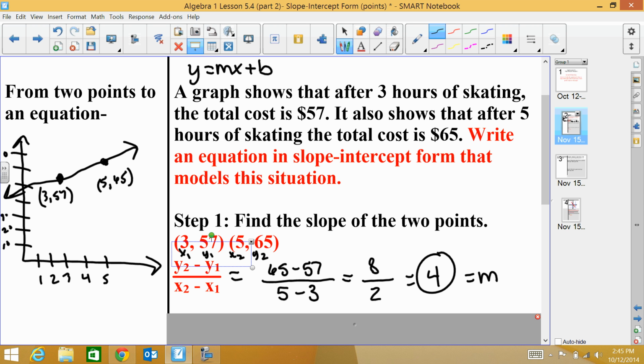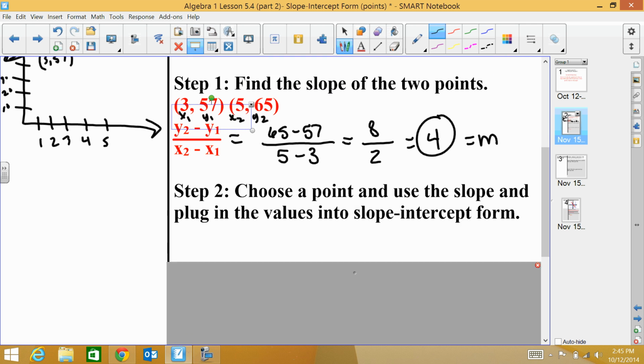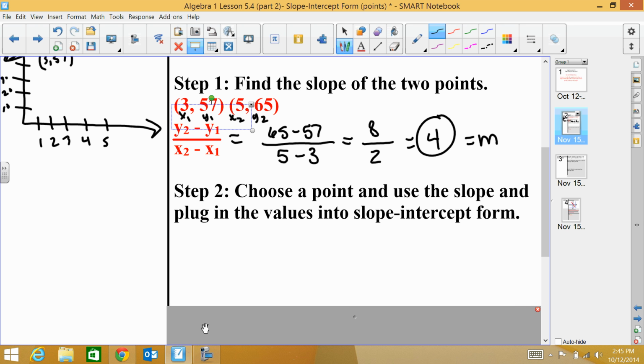But let's look at what other information we know. I do know what one of the y coordinates is equal to. I know the m, and I do know one of the x's. And it doesn't matter which one you pick, because you can use either x and y. You just have to pick one of the points to use. So for the second step to write our equation, we're going to choose a point and use the slope to plug in the variables. So again, if we start with y equals mx plus b, I can choose one of these points. I'm going to choose to use (5, 65).